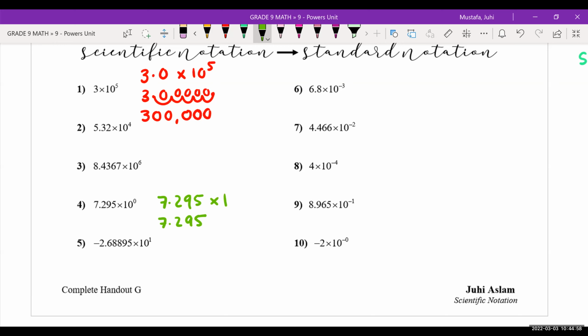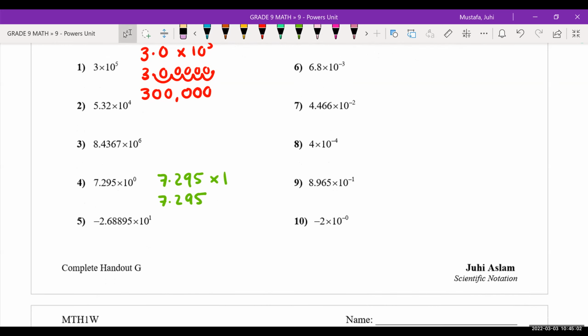What about if you have a negative number to begin with? It doesn't matter. Negative 2.68895 times 10 to the power of 1. I'll just rewrite the number, negative 2.68895. We're going to move our decimal place 1 unit to the right or to the left? To the right. And so our answer is going to be negative 26.8895.